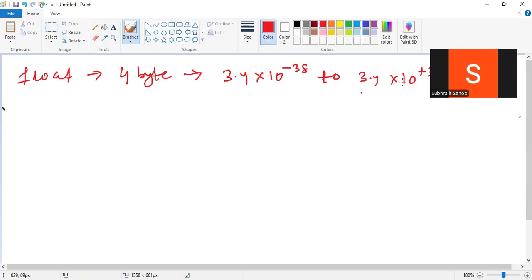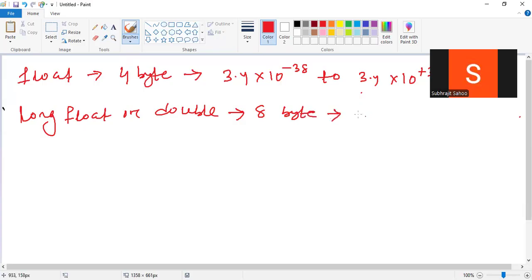Suppose I want a number bigger than this floating point number. The solution given is long float, also called double. Storage capacity is 8 byte, and the range is 1.7 into 10 to the power minus 308 to 1.7 into 10 to the power plus 308. This is the storage capacity of the double. It is a big number itself.